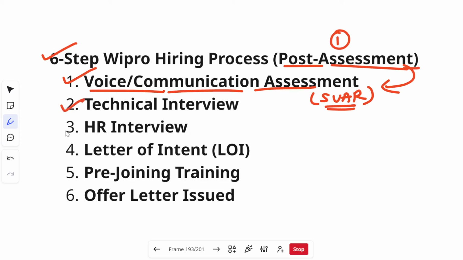Next is your technical interview and HR interview. In most cases, the technical and HR interview happen in one single round, and there are no two individual rounds for technical and HR. Very rarely, technical is taken separately and HR is taken separately. But whichever it is, you have to be prepared for both technical and HR interviews.